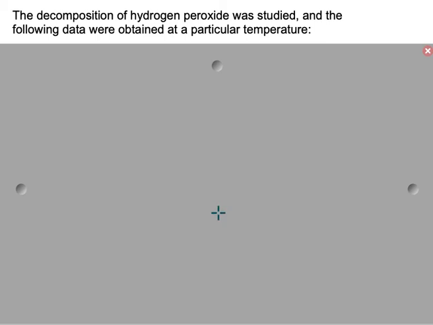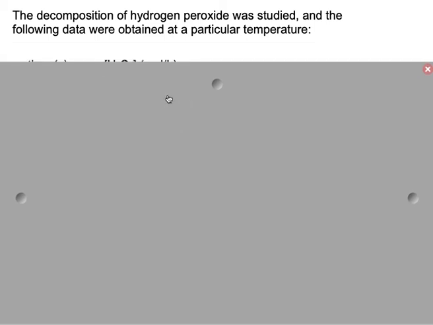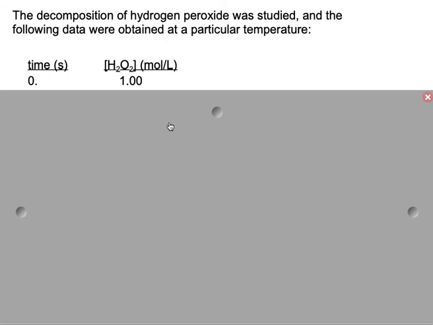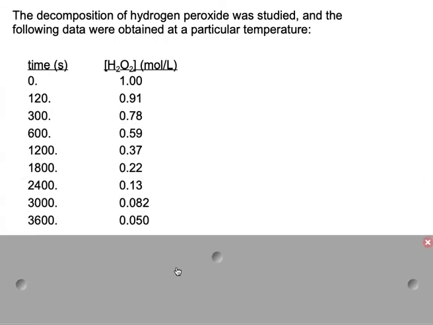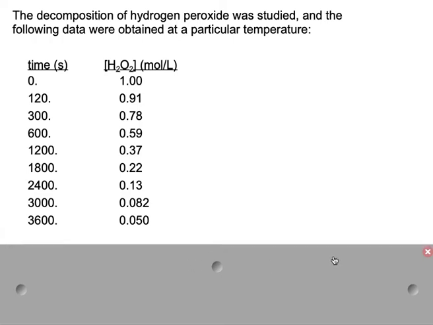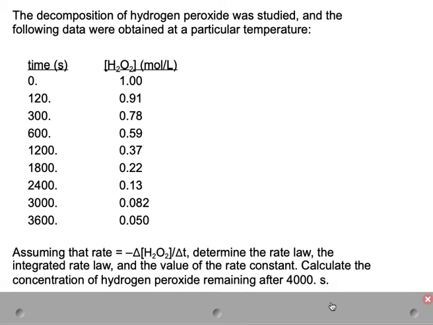So here's an example. The decomposition of hydrogen peroxide was studied, and the following data were obtained at a particular temperature. Starting with 1 molar hydrogen peroxide, we allow 3,600 seconds to elapse, and we measure the concentration at time intervals. Assuming that we define the rate as the decrease in concentration of hydrogen peroxide with respect to time, determine the rate law, the integrated rate law, and the value of k. Then, having done that, calculate the remaining concentration of hydrogen peroxide after 4,000 seconds.